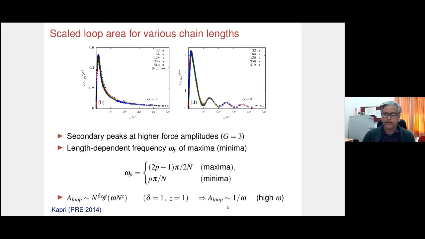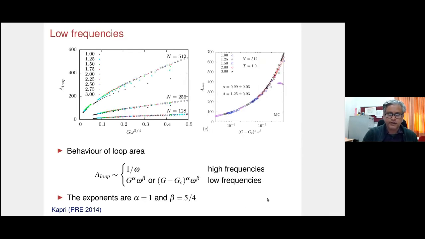From this, we can find out again that A loop goes as 1 by omega at high frequencies. And if you plot at low frequencies, here we have plotted for both the scaling forms, g to the power alpha, omega to the power beta, or g minus gc to the power alpha, omega to the power beta. So what we get is the exponents alpha equal to 1 and beta equal to 5 by 4.